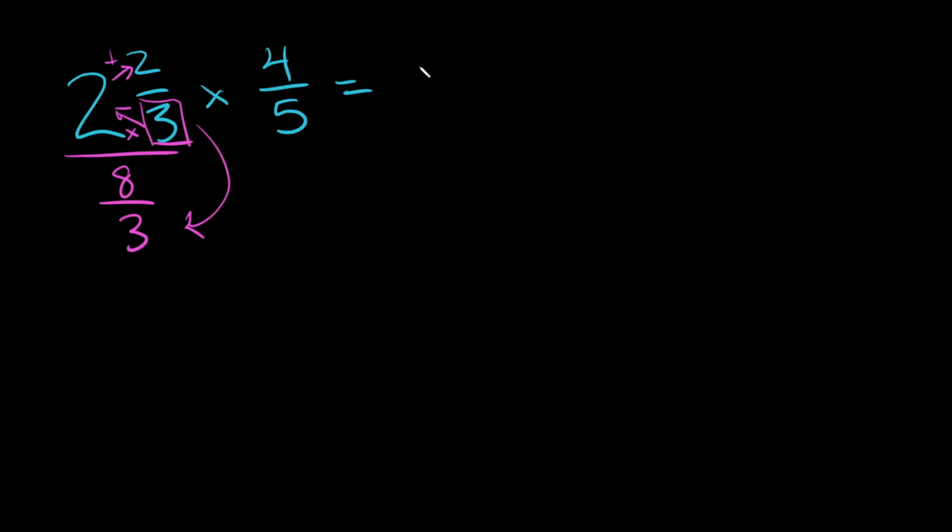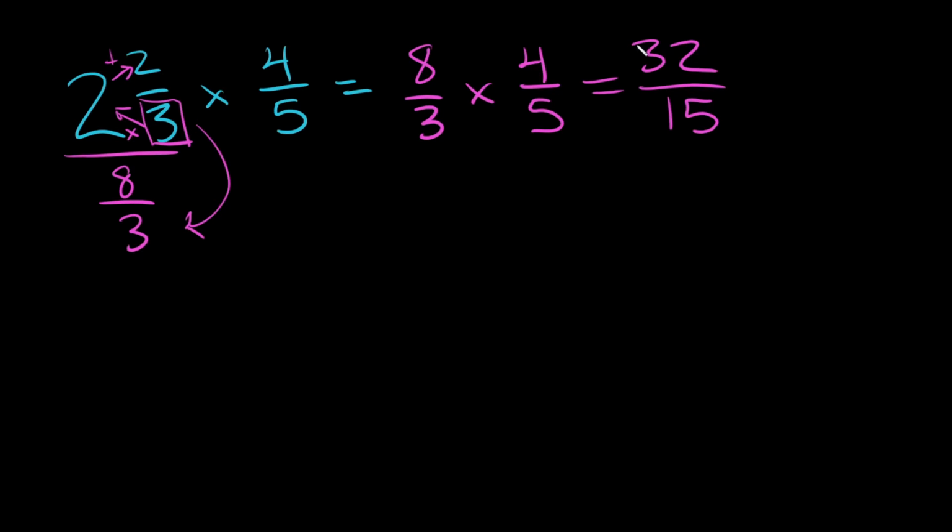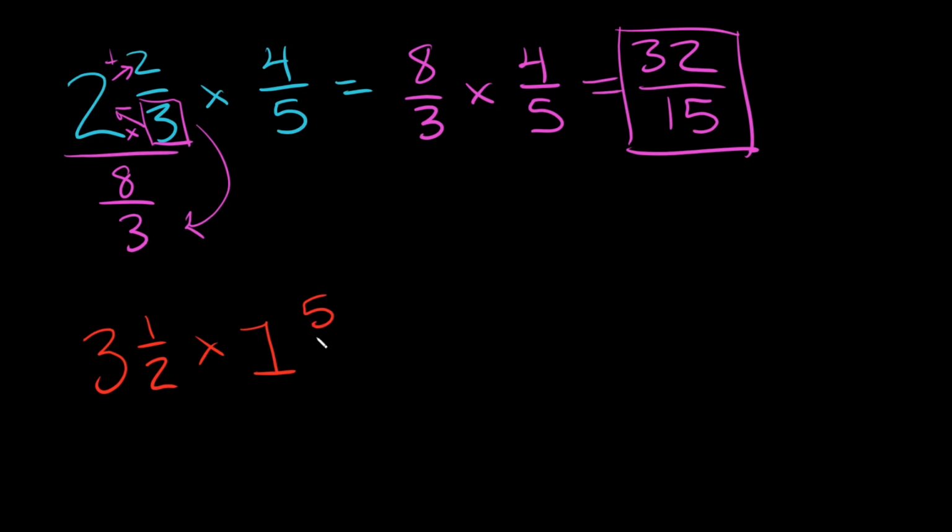Okay, so then we can rewrite this as 8 over 3 times 4/5, right? And then we just multiply straight across. 8 times 4 is 32, and 3 times 5 is 15. So this is 32 over 15. Okay, so now let's try two mixed fractions multiplied together with a twist.